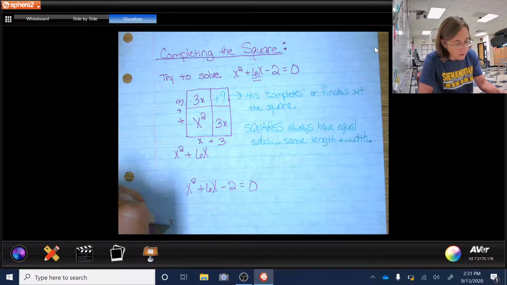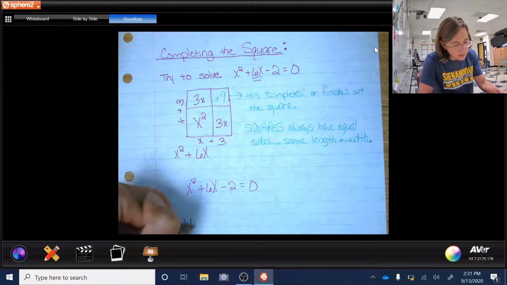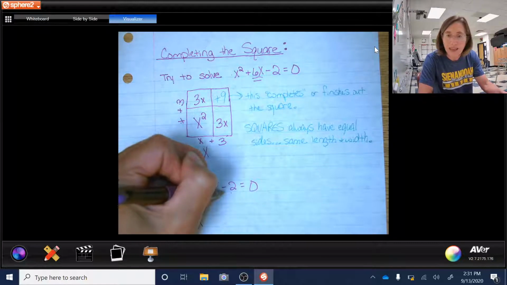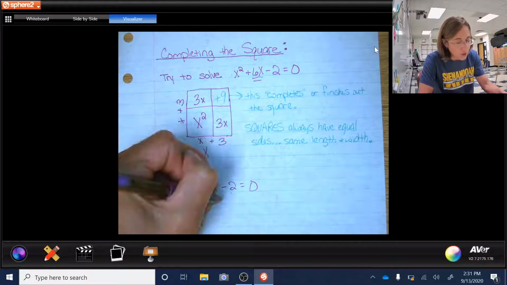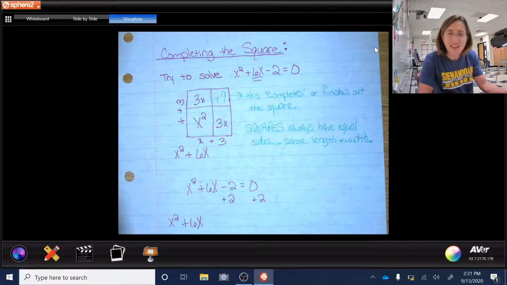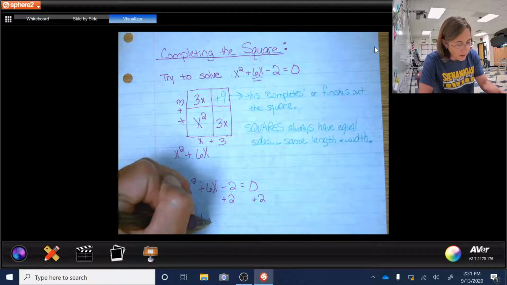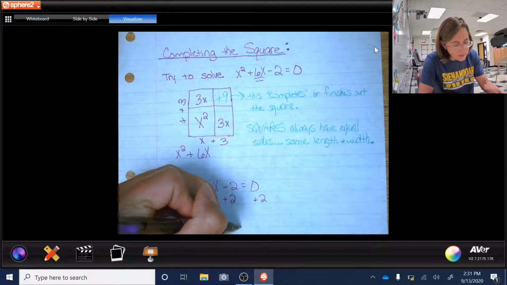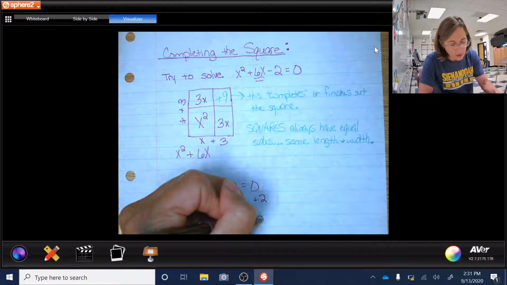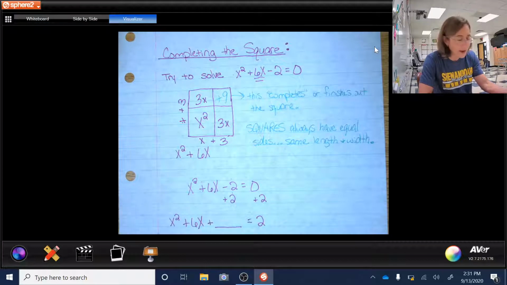So x squared plus 6x. So, okay, here's what I'm going to do. I would like a blank here so that I can fill in the blank. So I'm going to add 2 on both sides of this equation. Just to get that 2 out of my way, I don't like it. So plus, now leave yourself some space here. 0 plus 2 is 2 over here on the right side.